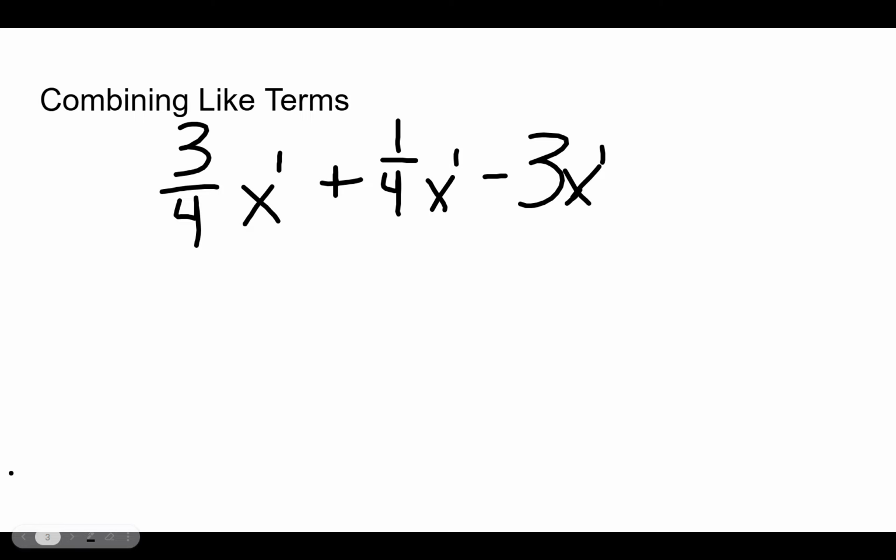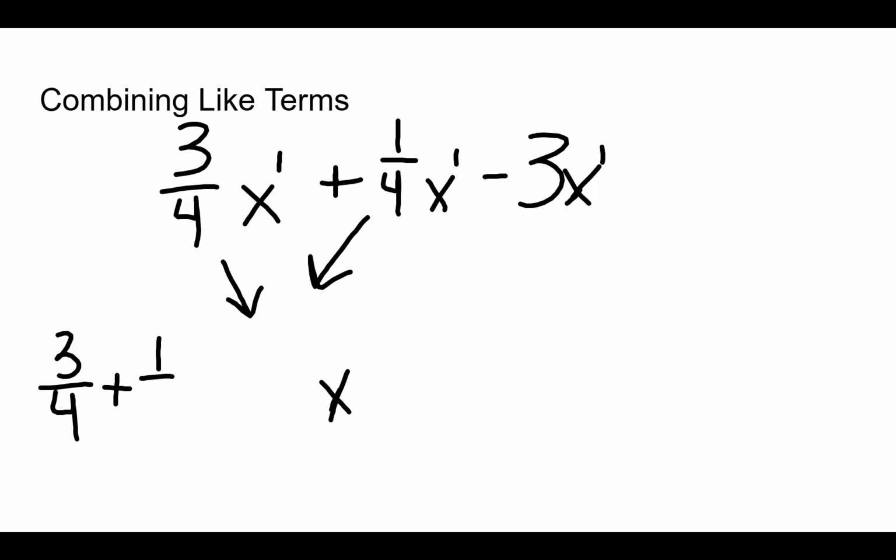So when we combine these, we can combine all of the terms together. Let's start with 3/4 plus 1/4. We can combine those because they are like terms. We're going to keep x the same. 3/4 plus 1/4 is equal to 1. So 3/4 x plus 1/4 x equals 1x. 3/4 plus 1/4 equals 1 whole.